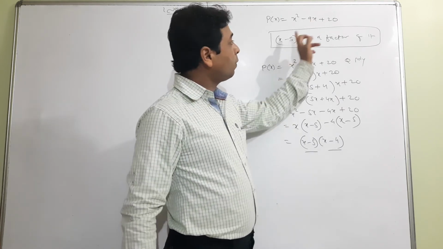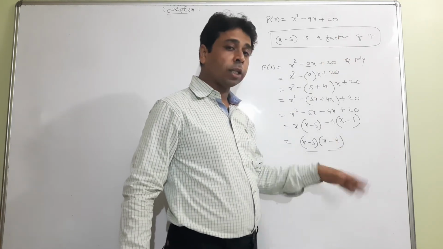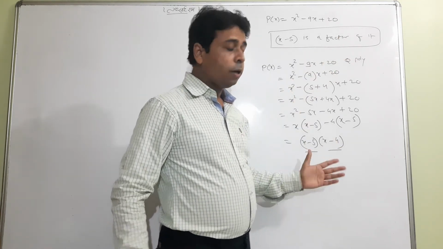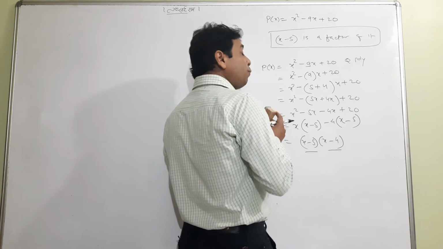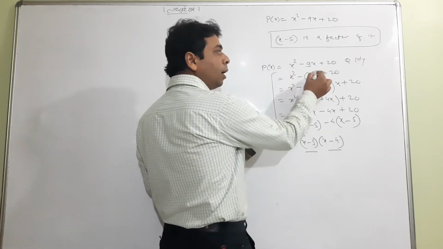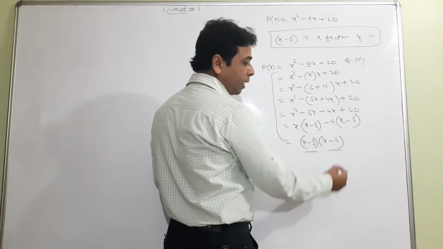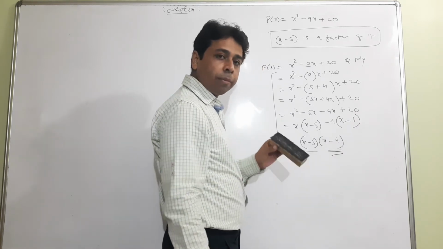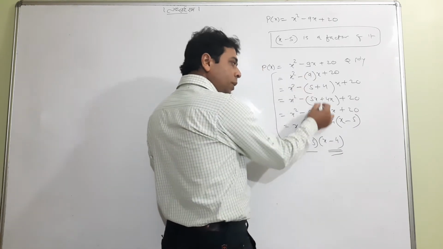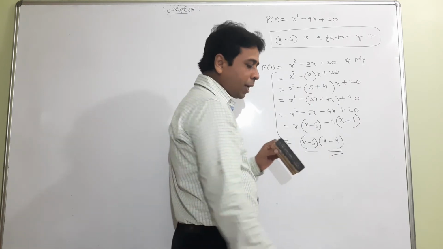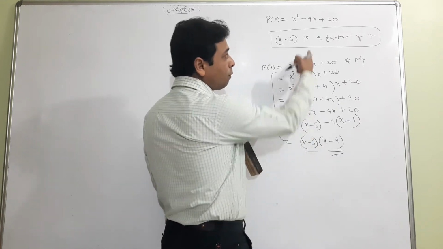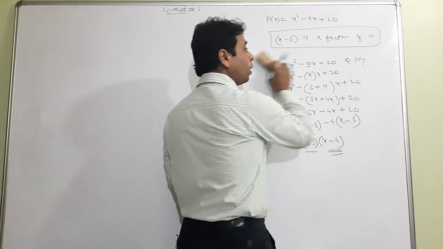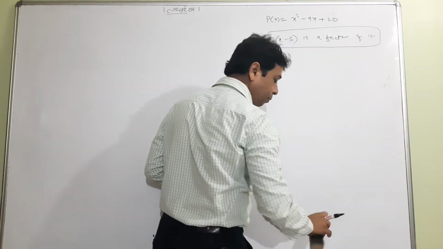When x minus 5 is one of the factors, how did we get x minus 4 as the other factor? By this. Look, I tell you that without using middle term splitting, we can get the other factor. Speaking frankly, without using middle term splitting, we can get the other factor because x minus 5 is a well known factor.